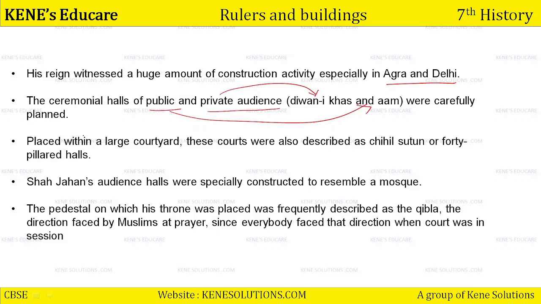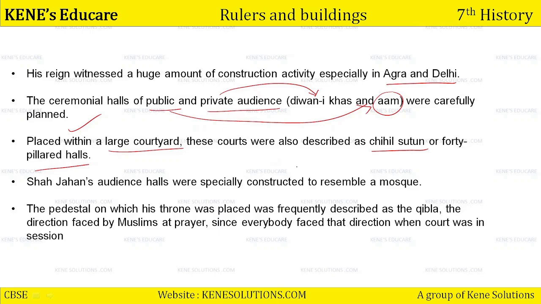So the ceremonial halls of public and private audience, that means the Diwan-e-Aam and the Diwan-e-Khas, were carefully planned. Placed within a large courtyard, these courts were also described as Chihil Sutun, which we call 40 pillared halls, because that hall had almost 40 pillars around it. Okay, that hall was based on the support of 40 pillars.